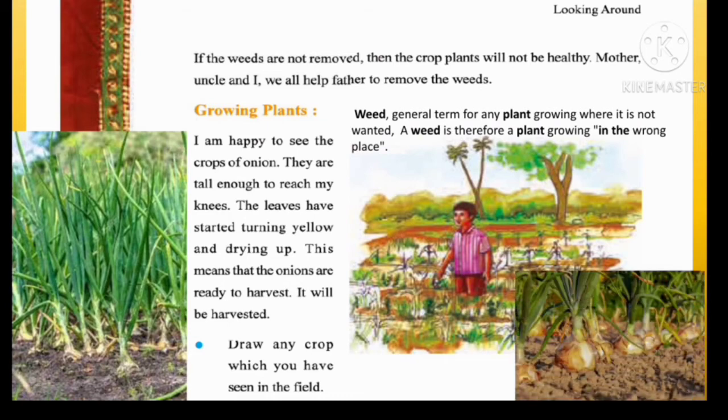Now after some days, the leaves have started turning yellow and drying up. This means that the onions are ready to harvest. It will be harvested. Now the onion crop is ready and it can be harvested now. Draw any crop which you have seen in the field.